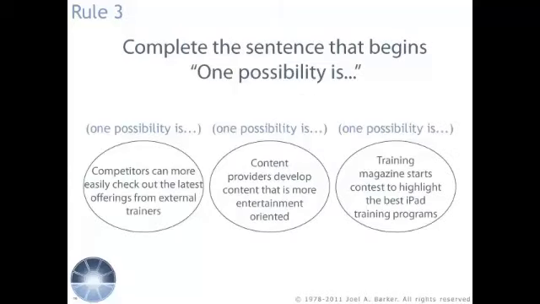Rule 3. When you offer your implication to your small group, always start with the phrase, one possibility is. You don't have to write it down, but you should speak it. It is a way of reminding us that we are exploring possibilities, not certainties.